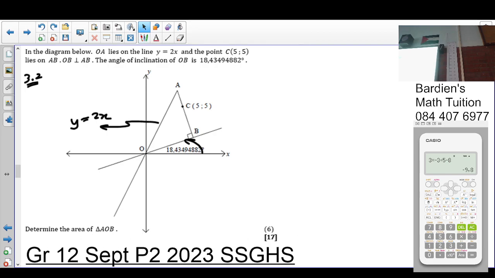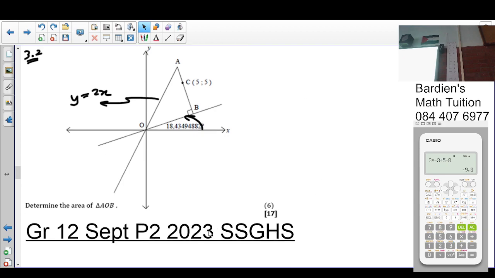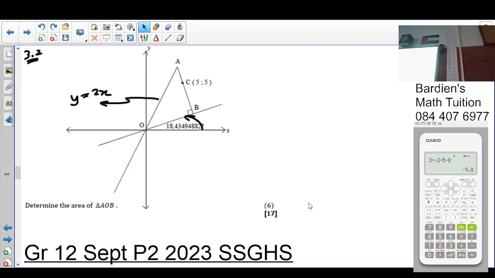The question says determine the area of triangle AOB. So people, as you can see, this is a right angle triangle. Not so, how do you calculate the area of a right angle triangle? It's going to be half base times perpendicular height. And since we have perpendicularity, that's the formula we're going to use. If we did not have that perpendicularity, then I would have used the area rule, which is half OB times OA times sine of angle AOB.